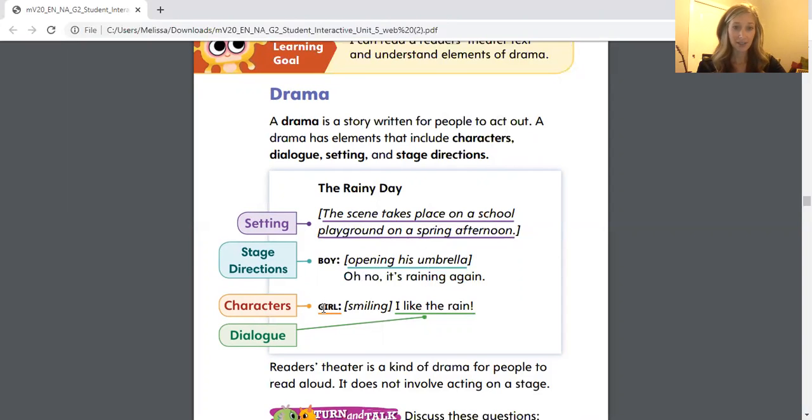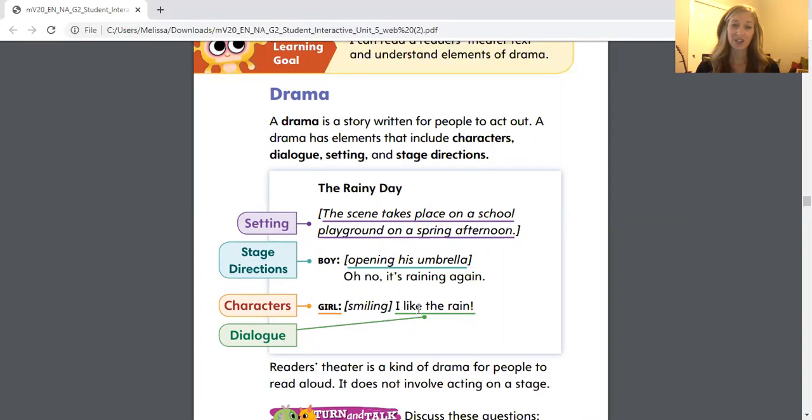So the characters, girl is underlined in orange. So we know the two characters are the boy and the girl in this small sample of a drama. And then we can see, I know this isn't underlined here, but I want to point it out. Again, in brackets, it says smiling. That's an example of the stage direction. And dialogue is in green. So the dialogue is the boy says, oh no, it's raining. And then the girl says, I like the rain. And so while they're talking, the boy is opening his umbrella and the girl is smiling.